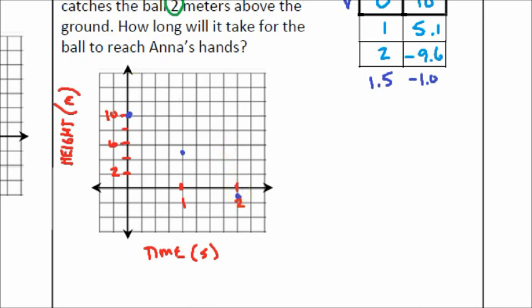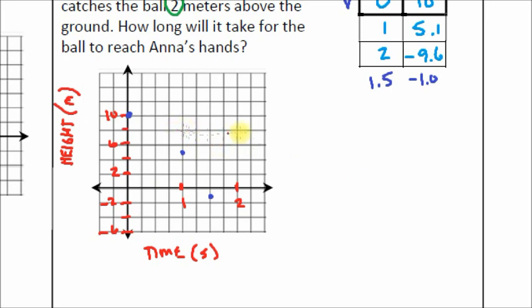Oh, sorry, not at 2 seconds. At 1.5 seconds, we are right here. There we go. That makes more sense. And if you want to label your negative values on your x-axis, you can do that. That was negative 2, and that makes this negative 4. And this would be negative 6.